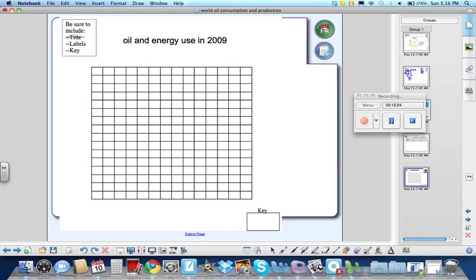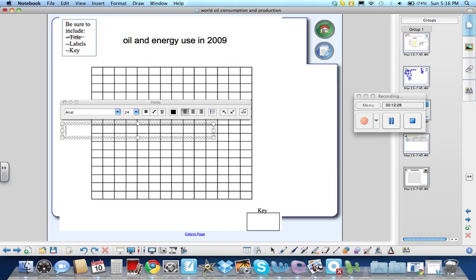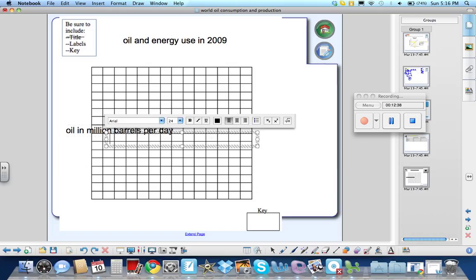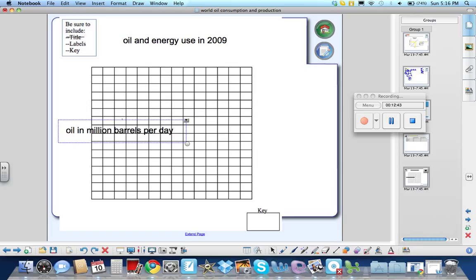Hopefully this will work. But I'm going to type in oil in million barrels per day. I know it looks like I'm putting it right over the graph, but actually what I'm going to do is I'm going to turn it and then I'm going to move it this way. Kind of snazzy thing that I can do because of the fact that it's kind of hard to write on this. All right, the next thing I want to do is put my numbers on this y-axis.